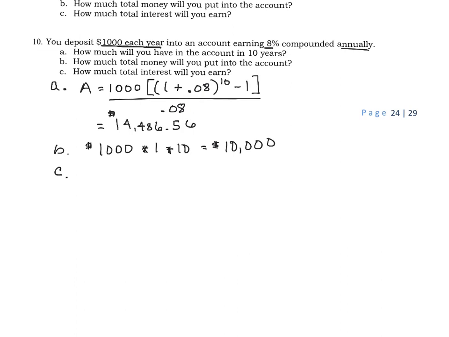C asks how much total interest will you earn. So remember, this is how much you put in plus interest. This is just how much you put in. So clearly, to get how much is interest, this is not the place for principal times rate times time. It's not a simple interest situation. So we're going to take the 14,486 minus 10,000. And we get the 4,486.